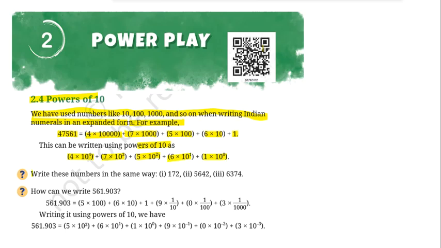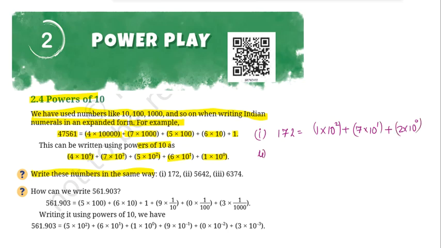Now they are asking you to write these numbers in the same way, so we have to give the expanded form of these numbers. The first one is 172. Now 1 is at the hundreds place, so we can write 1 into 10 to the power of 2 plus 7 into 10 to the power of 1 plus 2 into 10 to the power of 0. And for more clarity, let's put them into brackets.